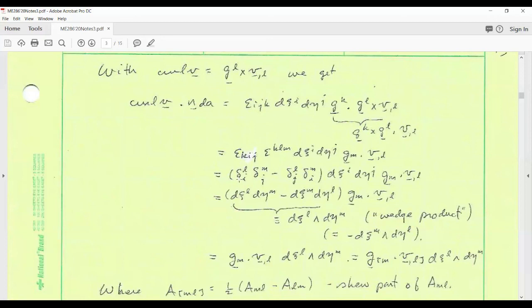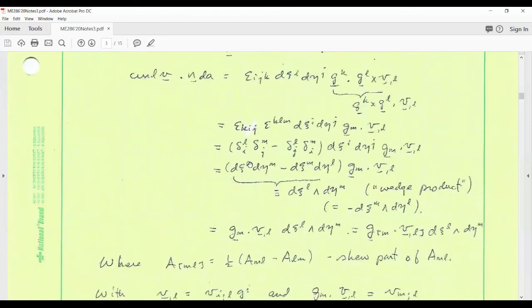This is nice because any operation involving the Kronecker delta is very simple. We carry over everything as before. For example, sum on I here, and you get d psi L. Sum on J, you get d eta M from the first term. Then you get minus d psi M by summing on I. Sum on J, you get d eta L. And then g_m dot v comma L.